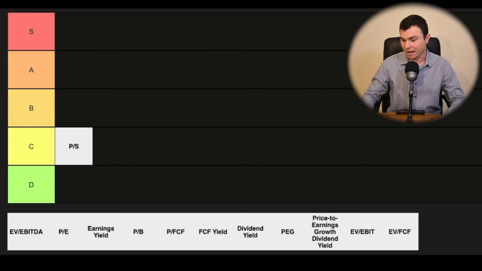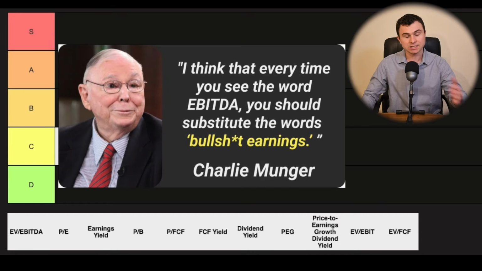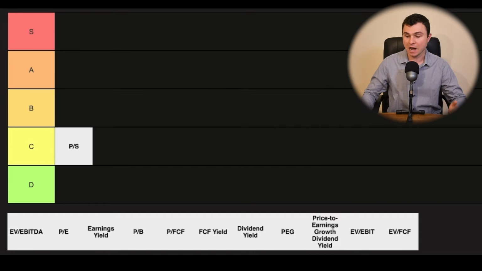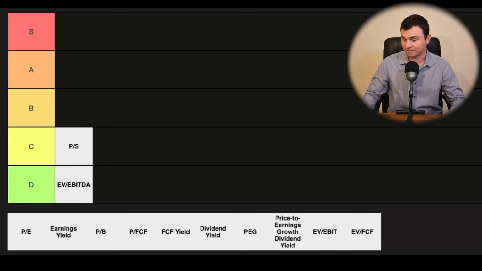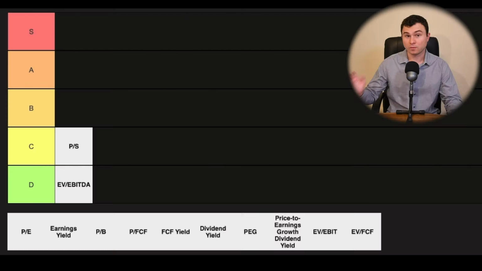The next ratio we have is EV/EBITDA. I will be very quick for this because Charlie Munger said that EBITDA means bullshit earnings. I will put it in the D category because with EBITDA you adjust the earnings, you don't take into account the depreciation, amortization, all the external costs. Well, you adjust too much the earnings. So for the valuation part, I don't want to use EBITDA. The problem with EBITDA is that because it's adjusted, it could be overly optimistic.